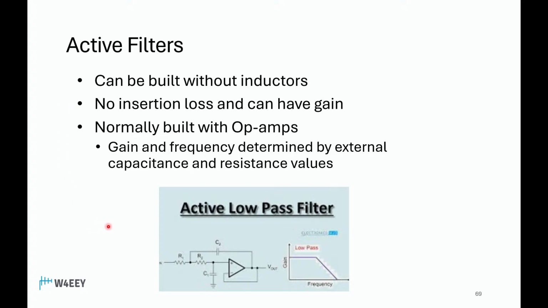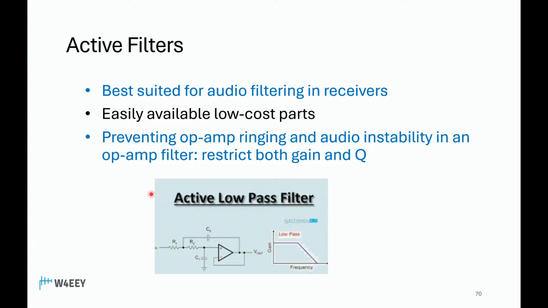Usually built with op amps, and of course op amps don't run at high frequencies, so audio frequencies, maybe up to 10 to 100 kilohertz, if that. And gain and frequency determined by the feedback elements in the loop, external capacitance and resistance. Best suited for audio filtering. Mentioned that op amps are typically lower frequency devices. They're cheap.